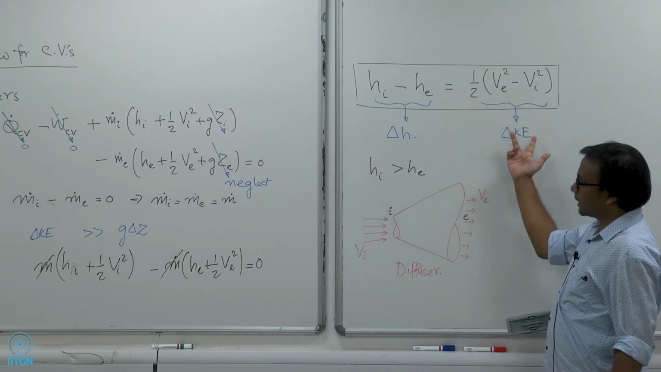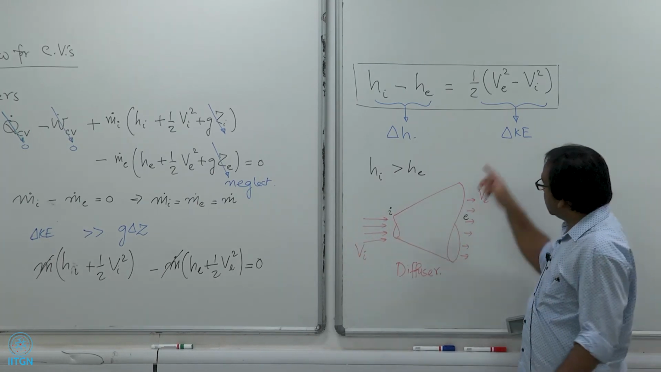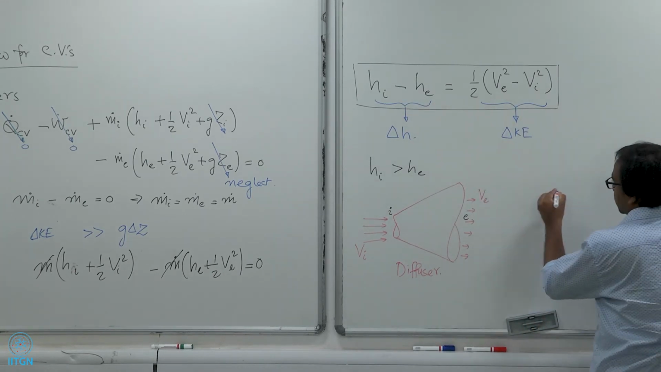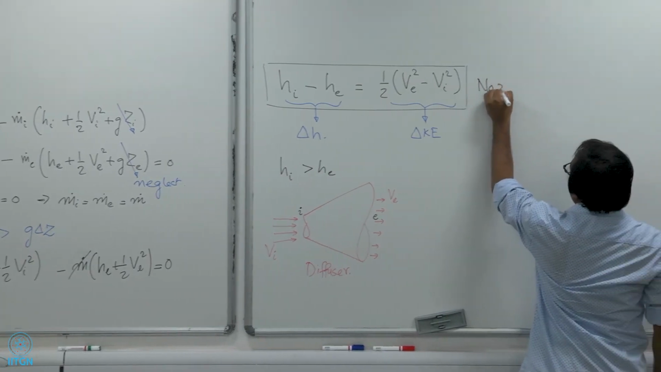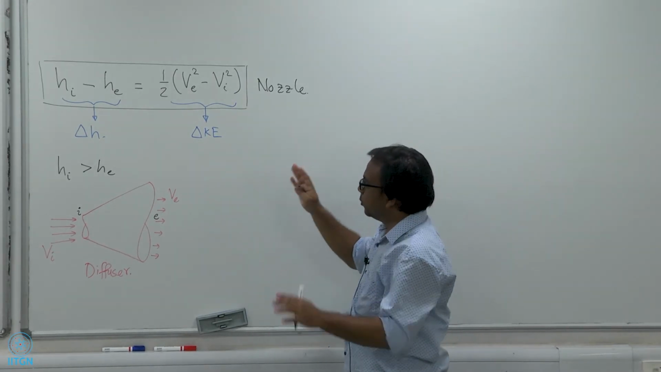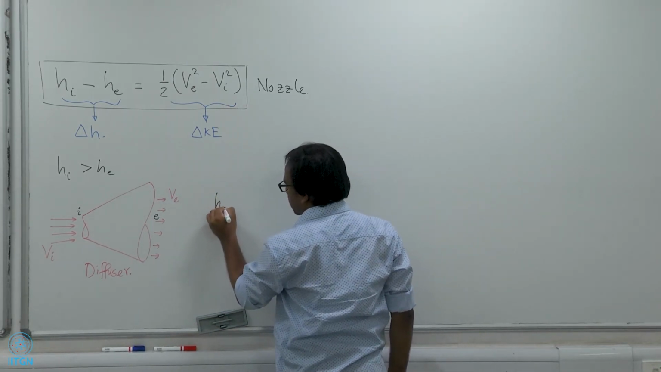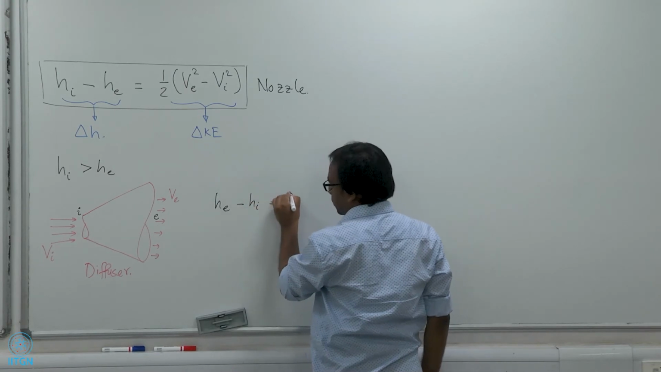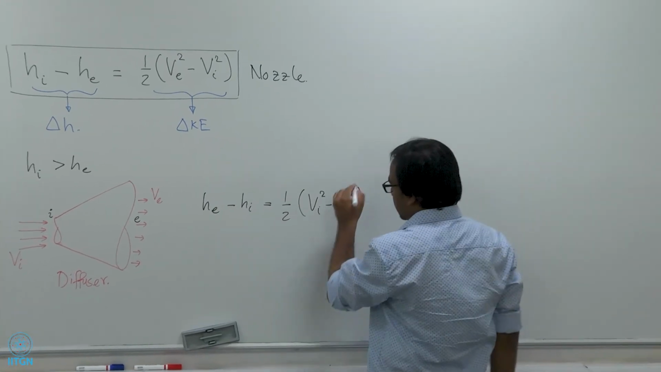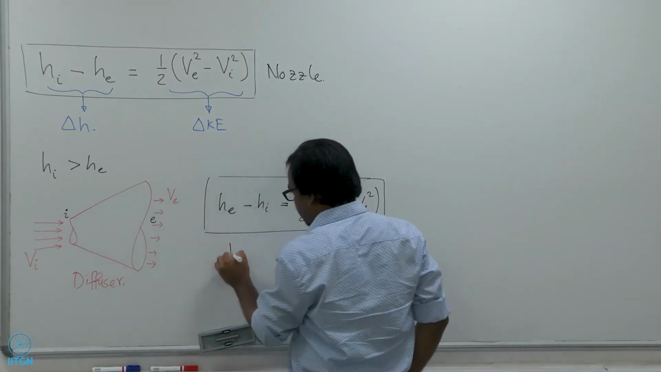Only thing is that here delta KE is negative, because the velocity decreases, the fluid decelerates. So, this will also be negative. This is for a nozzle. The same thing you can also apply for a diffuser, but it is more convenient to write it by changing the signs. So, for a diffuser we write He minus Hi is equal to half of (Vi square minus Ve square).